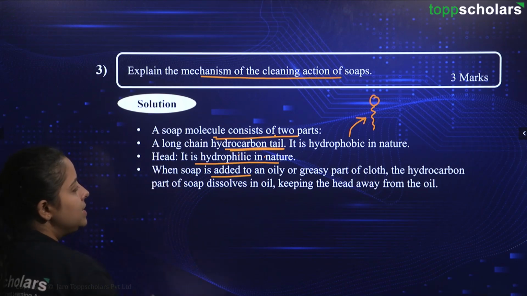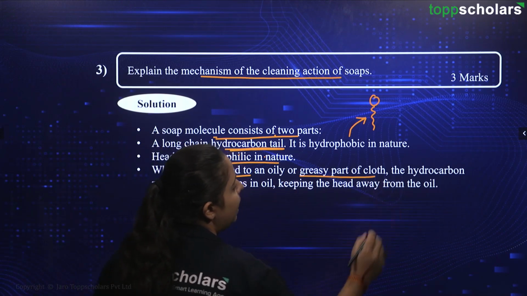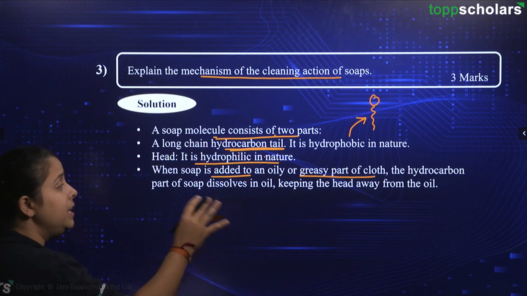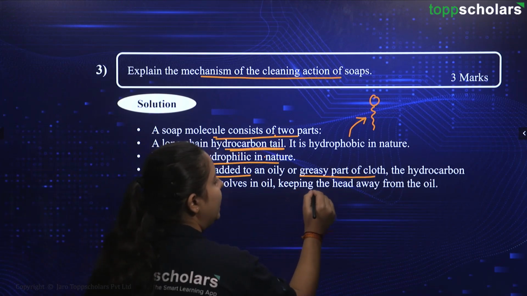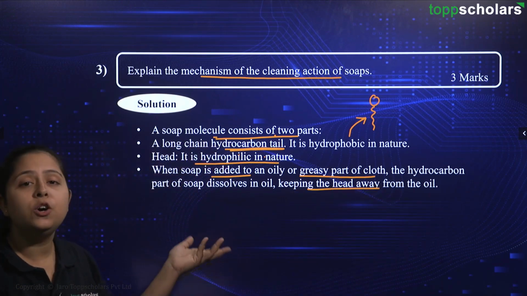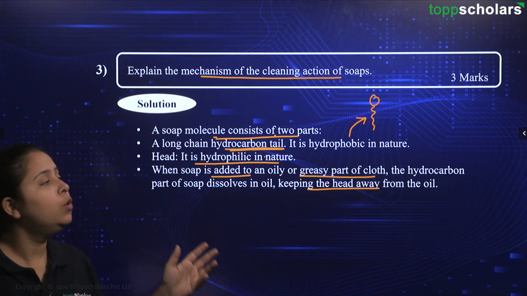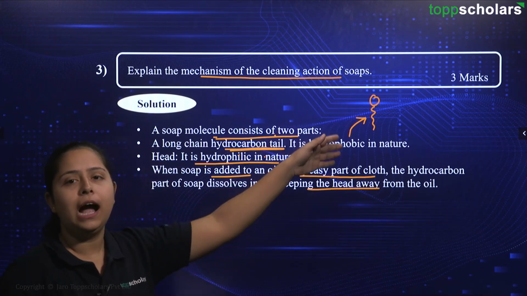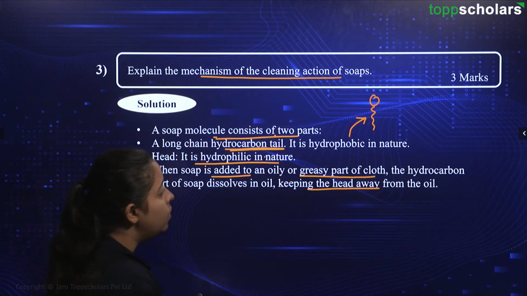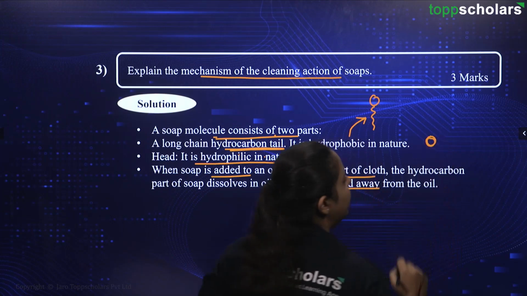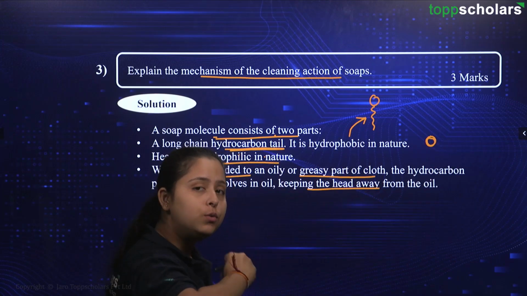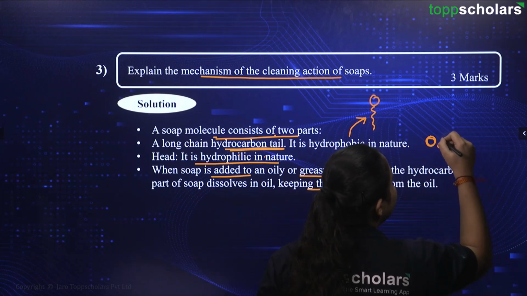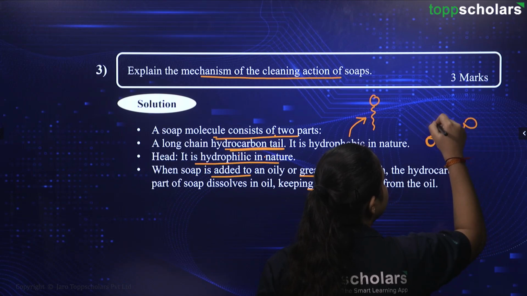When this soap is added to an oily or greasy part of the cloth, what will happen? The hydrocarbon part of the soap dissolves in oil, keeping the head away from the oil. Why so? Because like dissolves like. So this oil is also having hydrocarbon nature, and over here we also have the hydrocarbon nature of the tail. So if I say this is the oil droplet that is present on my cloth and then I am using the soap, what will happen is this soap molecule will orient itself like this.